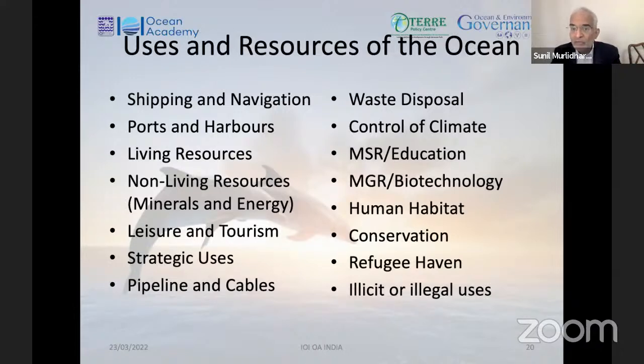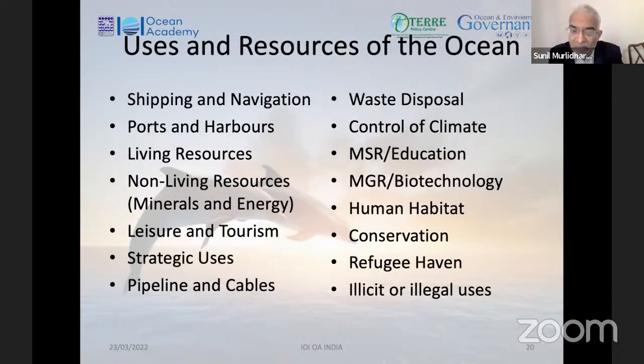For example, if the ocean is helping us control the climate, which I will mention later on, that will be a use of the ocean. Or learning from the ocean, marine scientific research or education. That would be a use of the ocean. Even leisure and tourism, to a great extent, is a use of the ocean, not a resource. When there is leisure and tourism, you're not taking away anything. Ideally, of course, but the problem is that excessive leisure and tourism causes damage.